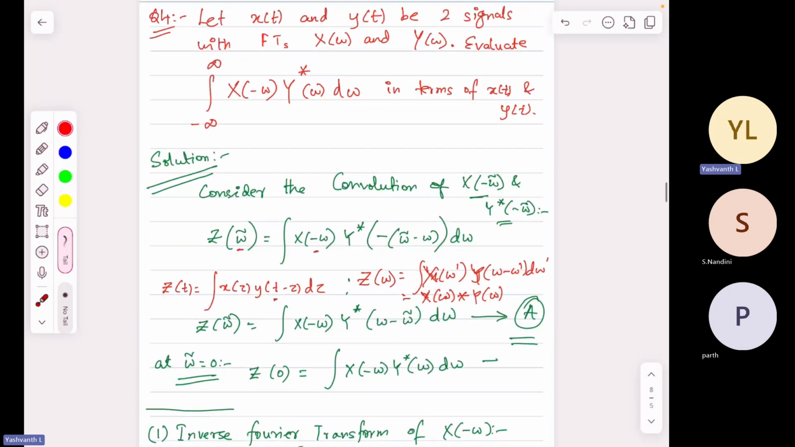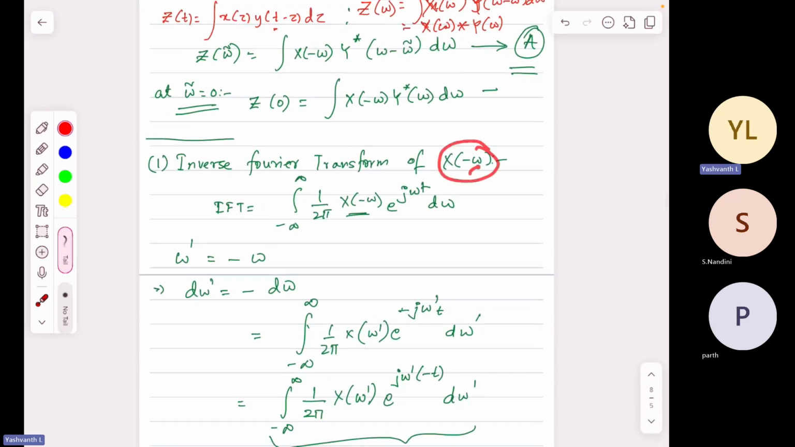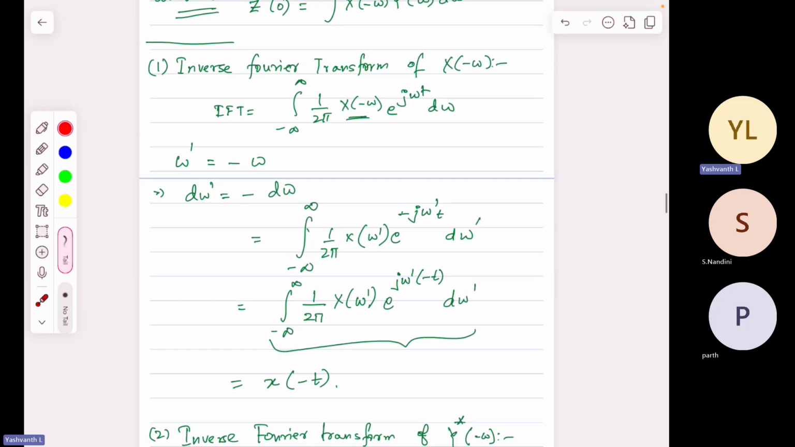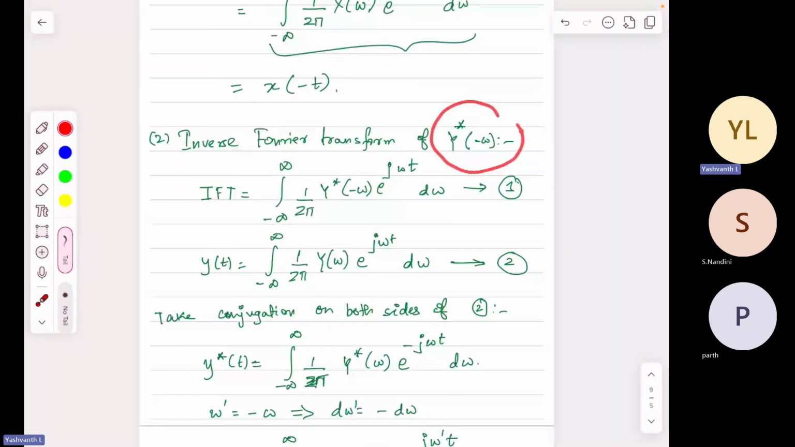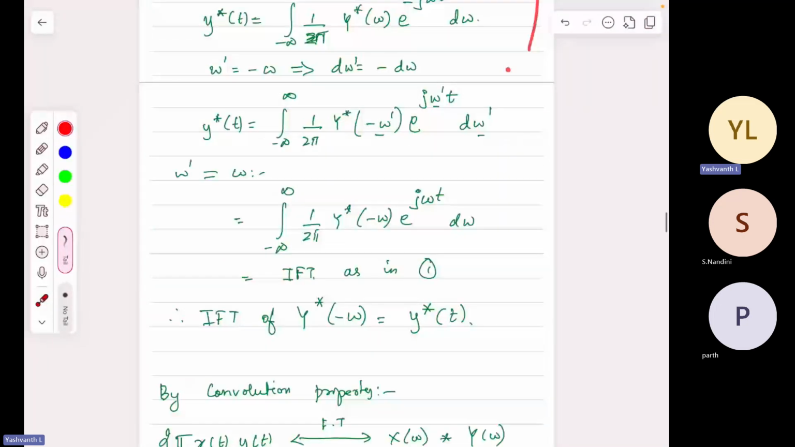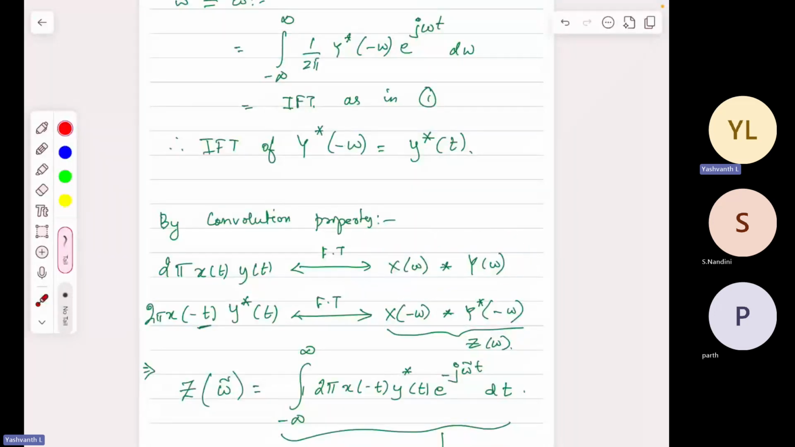So what I have is X of minus omega tilde or X of minus omega; after all, they're all dummy variables. If you write the inverse Fourier transform of X of minus omega, it comes out to be x of minus t. Similarly, the inverse Fourier transform of Y conjugate of minus omega comes out to be y conjugate of t. Now, 2 pi into x of t into y of t has the Fourier transform X of omega convolved with Y of omega. This is the convolution property.